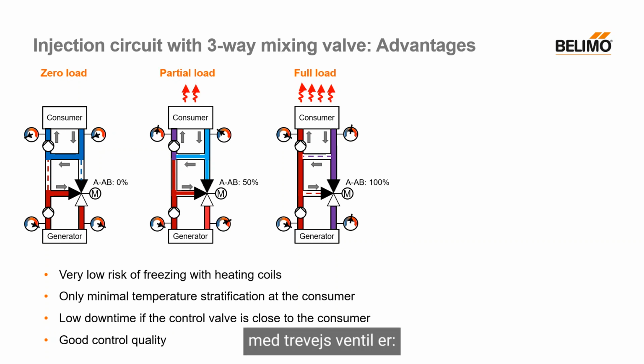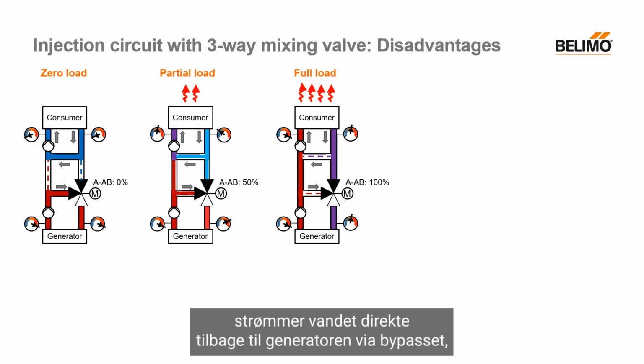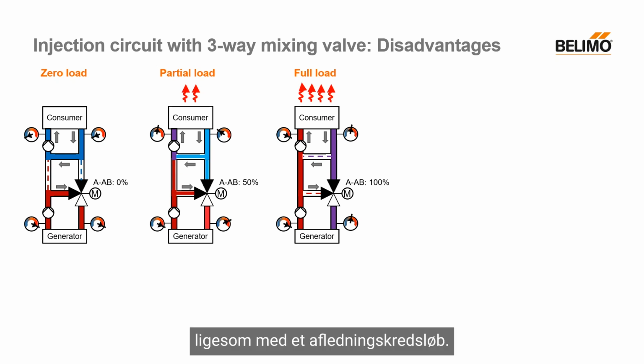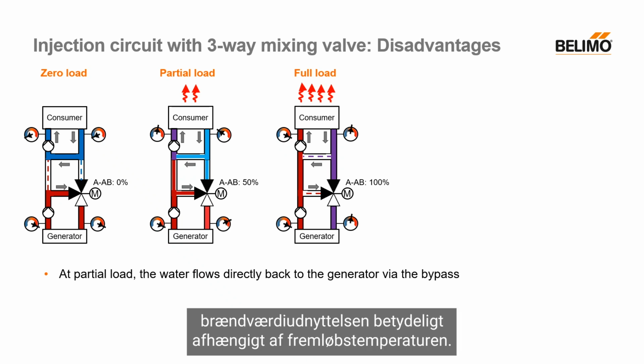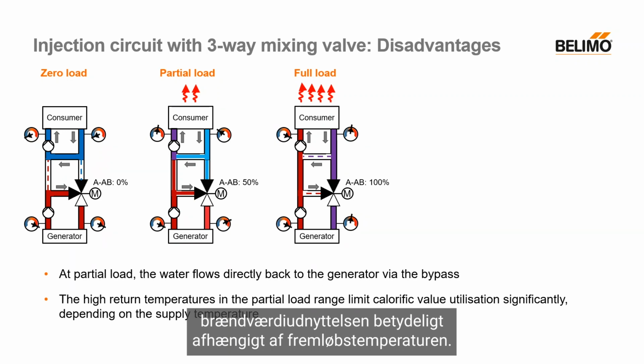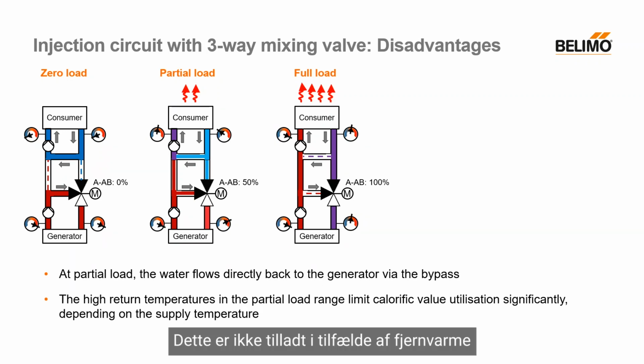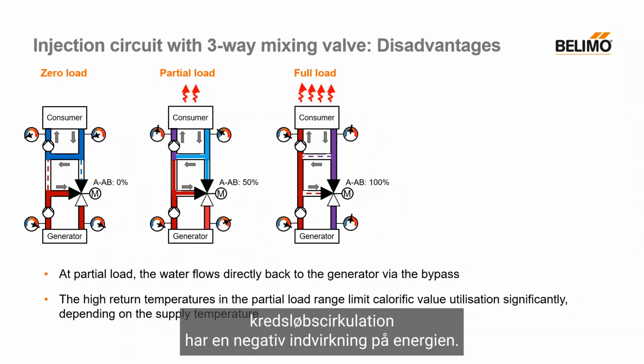Disadvantages of the injection circuit with three-way valve are: at partial load, the water flows directly back to the generator via the bypass, just as with a diverting circuit. The high return temperatures in the partial load range limit calorific value utilization significantly, depending on the supply temperature. This is not permitted in the case of district heating. Standing losses as a result of continuous generator circuit circulation have a negative impact on energy.